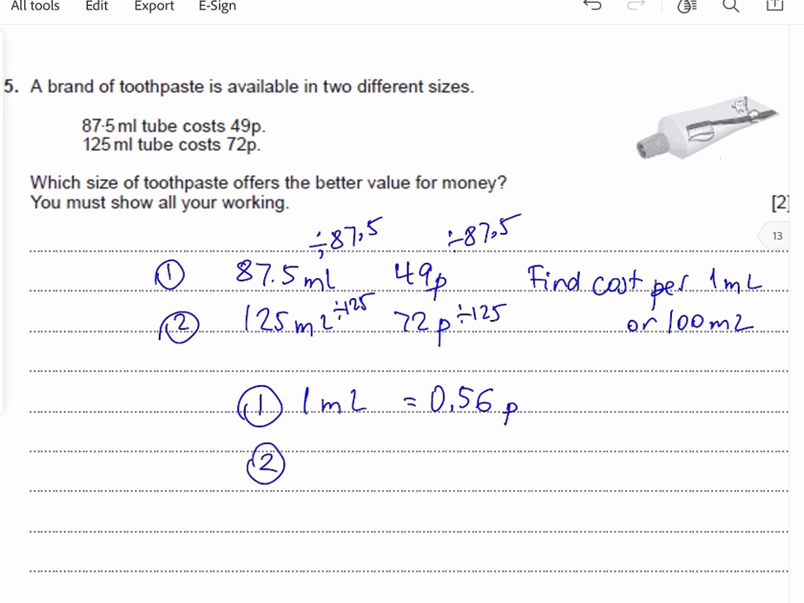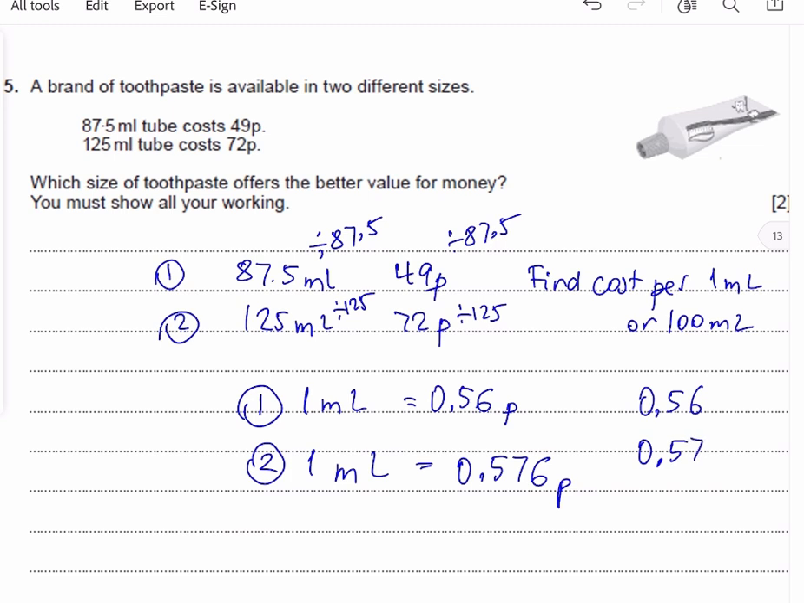So the first one cost 0.56 pence, and the second one, you divide 72p by 125 will give you 0.576p. So now just make sure you can compare them right.